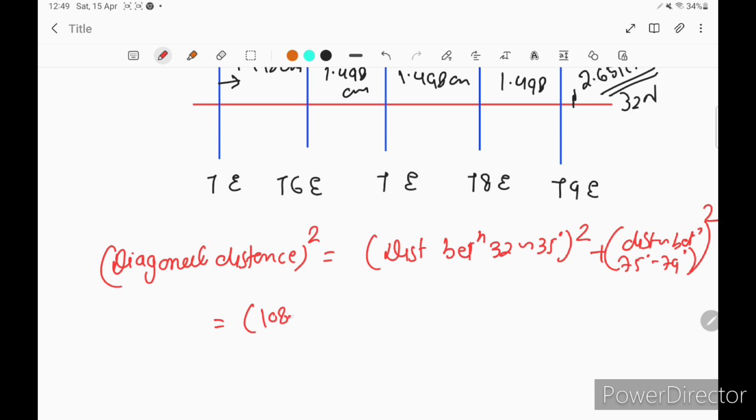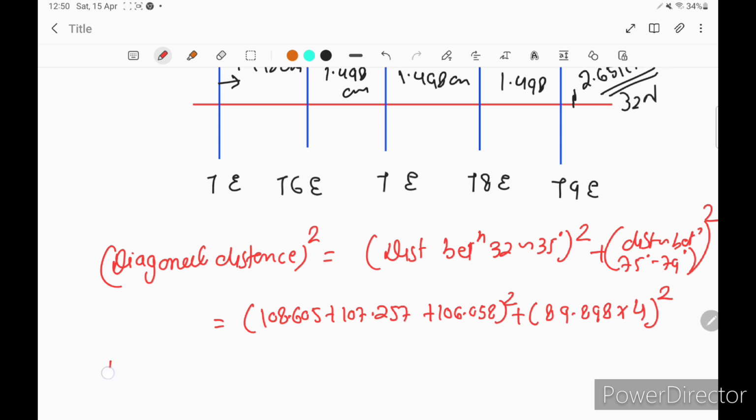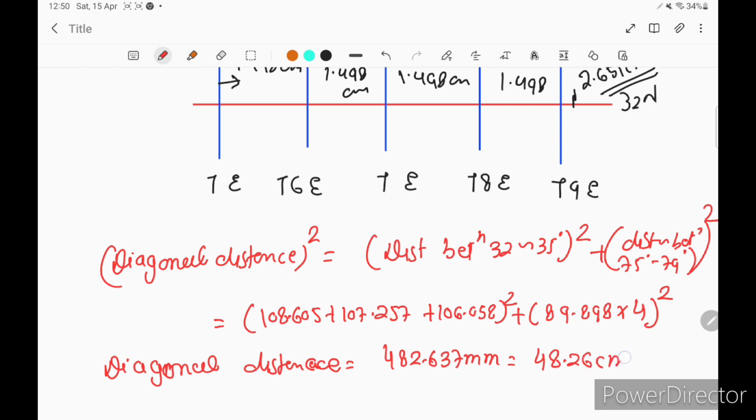Therefore, 108.605 plus 107.257 plus 106.058 square plus 89.898. Since this is 4 times, so 4 into square. So we get the answer: diagonal distance is equal to 482.637 mm. When we convert into centimeters, we get 48.26 cm.